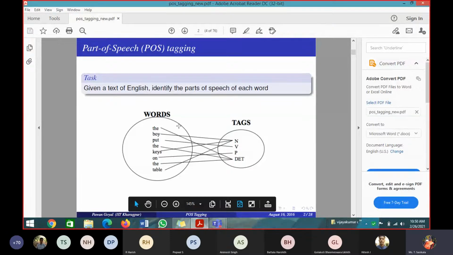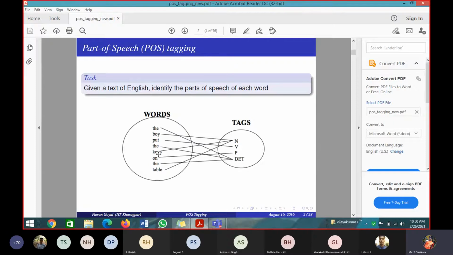So the basic coarse levels are noun, verb, preposition, and determiner. Det is given for determiner, and words like the come under determiner. So we will be mapping. This is the main concept, which I have given in picture form: given a text in an English sentence, what is the POS tag of each word, and each word maps to one of the four POS tags.